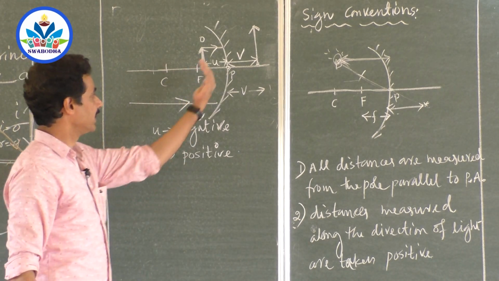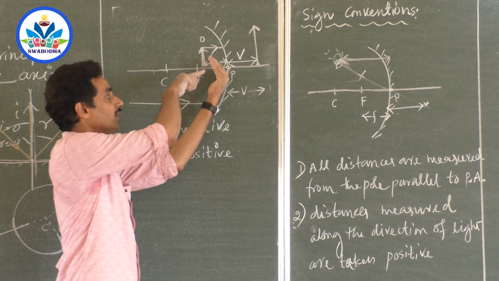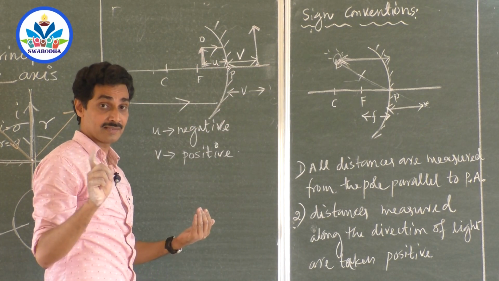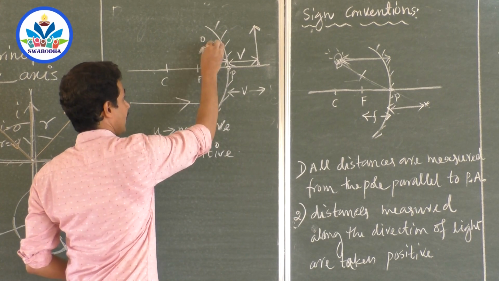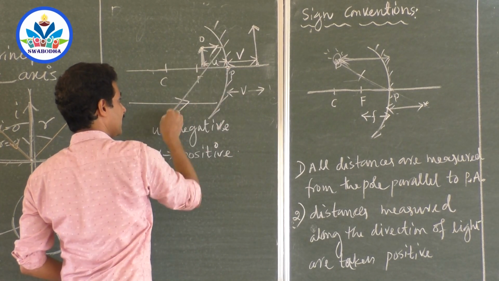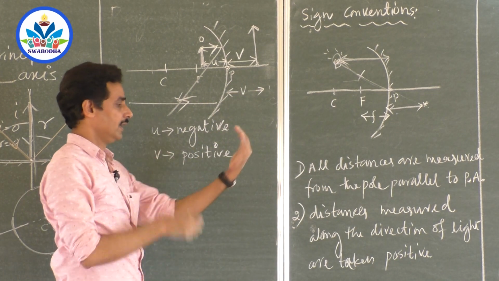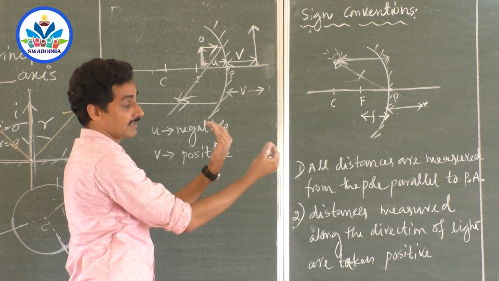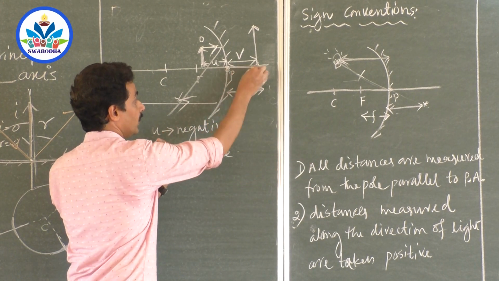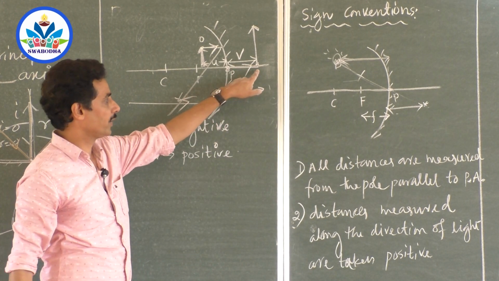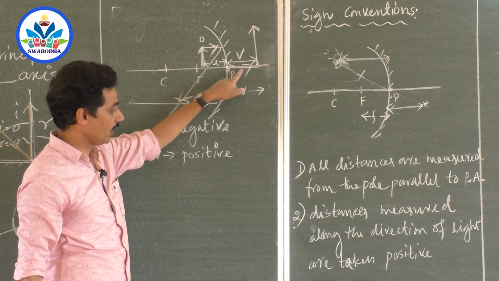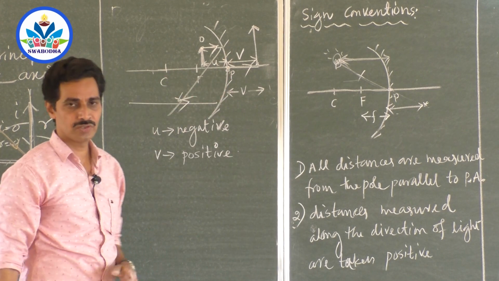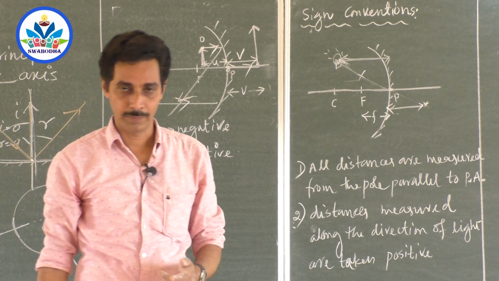So, distances measured along the direction of light are taken positive, because light is traveling like this. Light from the object, that is the reference. Light from the object is traveling like this. Of course, it is hitting the mirror and coming somewhere like this, that is a different case. So how do you measure the image distance in this case? It is along the direction of light, starting from the pole like this. So that is taken positive. Distances measured along the direction of light are taken positive. Distances measured opposite to the direction of light are taken negative.